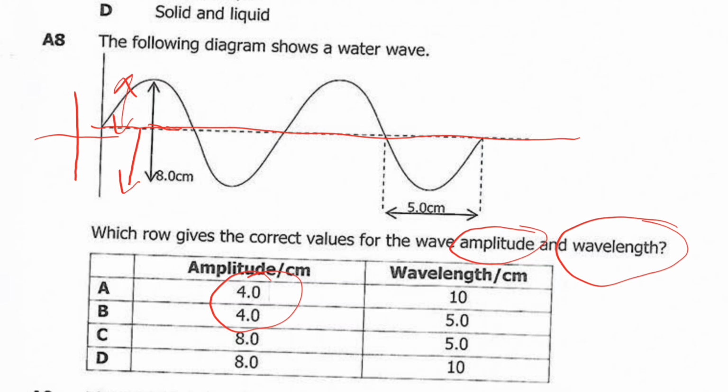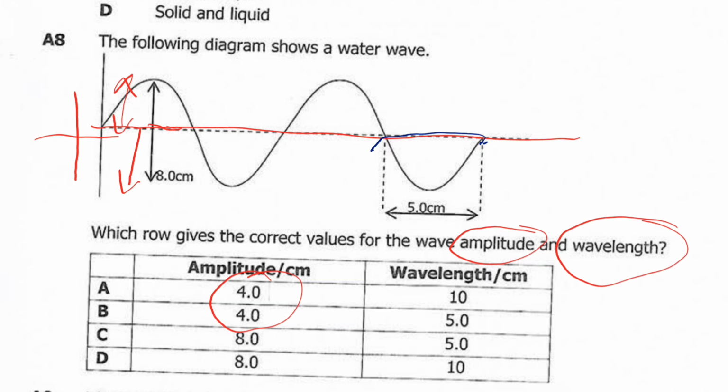What is wavelength by definition? Wavelength of a wave is the maximum displacement at which a wave repeats itself. Now when you look at this, let's start. We are given 5 centimeters here. Let me use a different color. From here up to here is 5 centimeters.